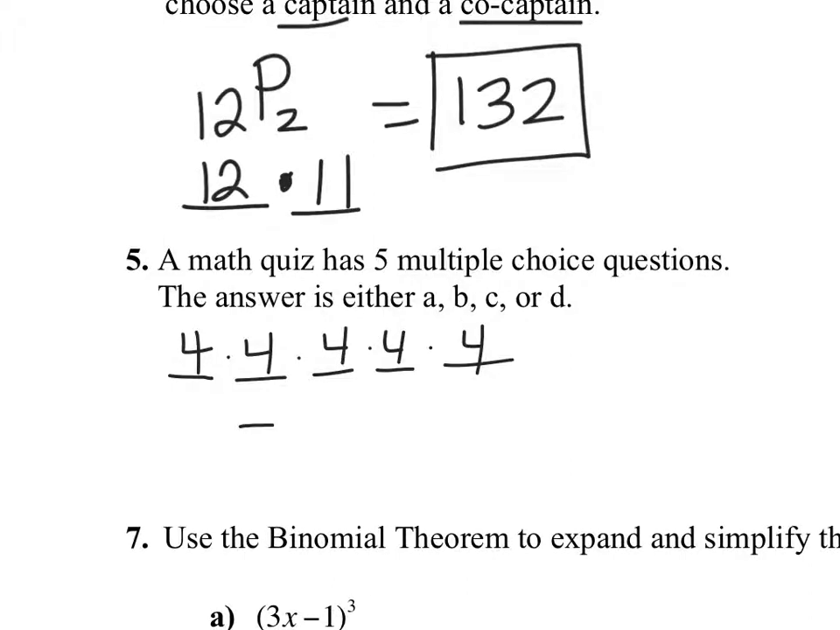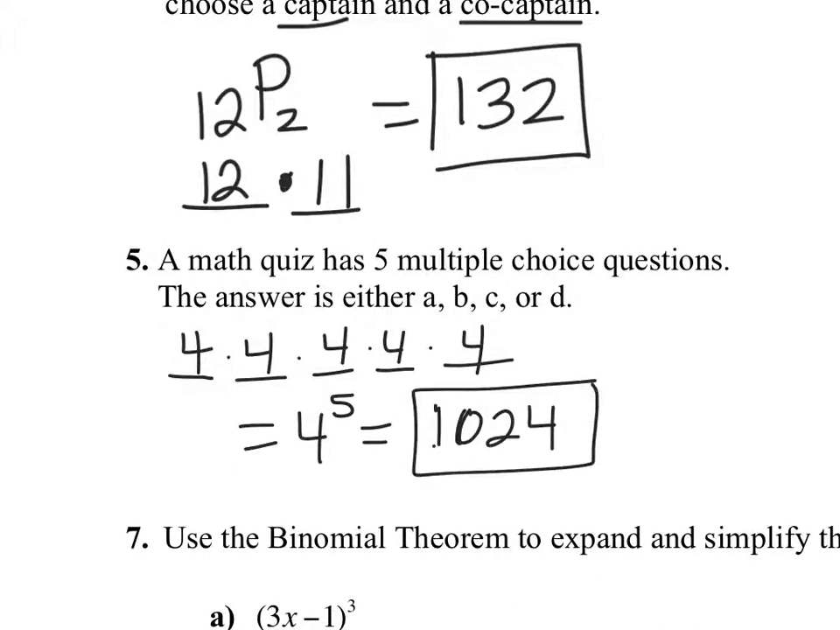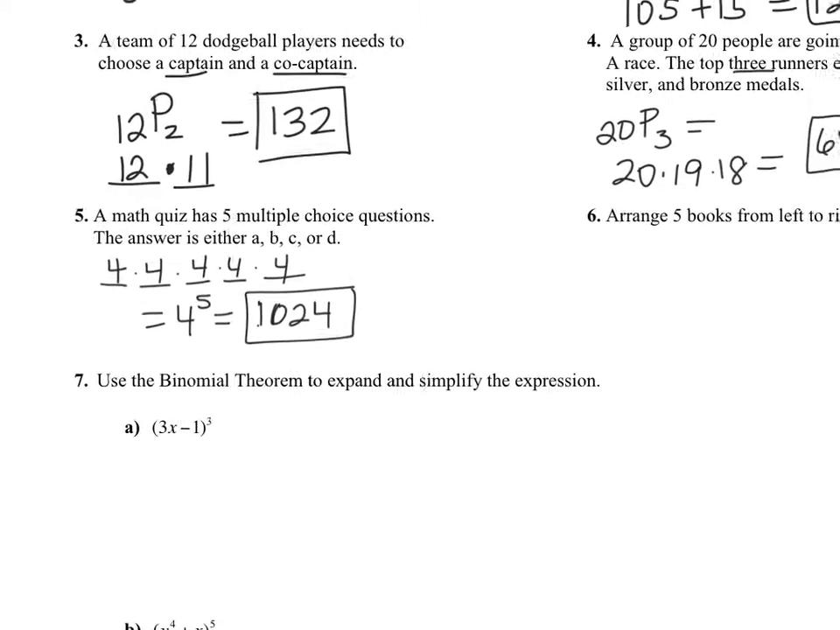And so this would be 4 to the 5th, which is, go to your calculator, 1,024. Isn't that crazy to think about? It's only 5 questions. Imagine guessing. That's not good odds to guess. Go in and just guess. That's why I like SAT.